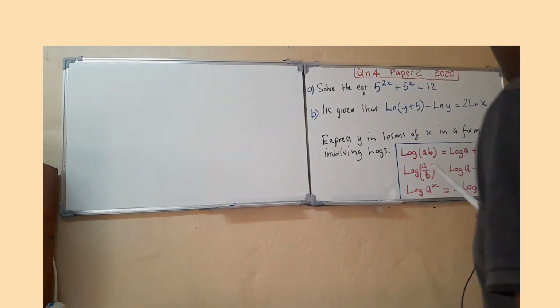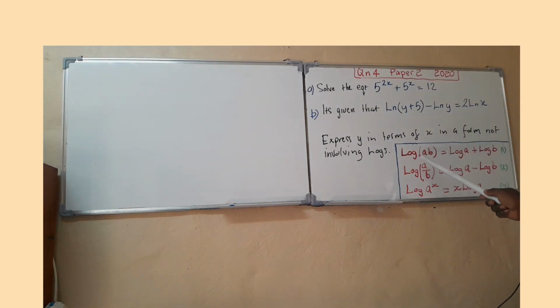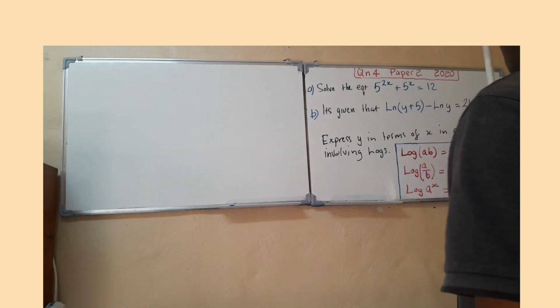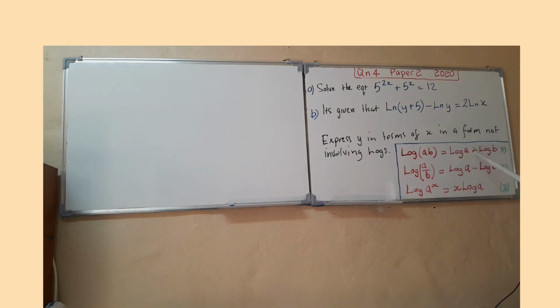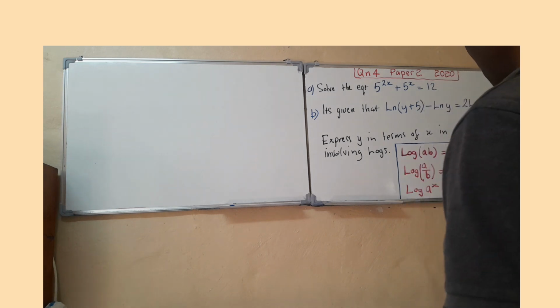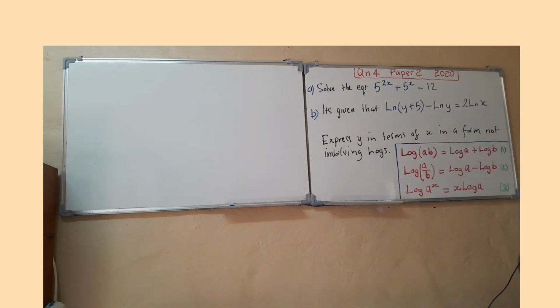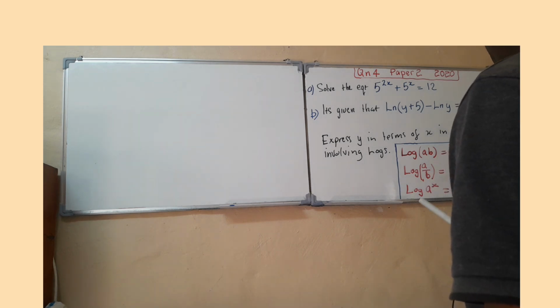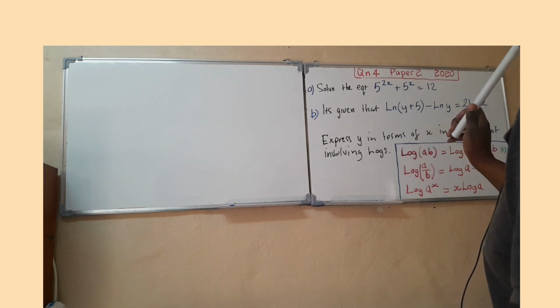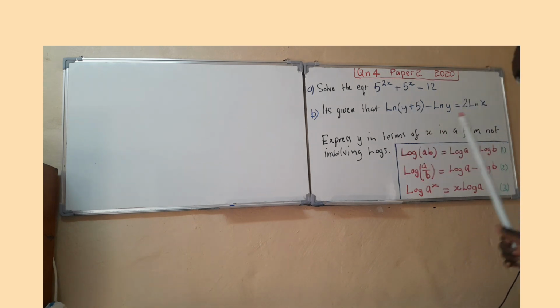Inside the blue box here, I've just quoted a couple of laws related to logarithms and indices. The first one says the logarithm of a multiplied by b is equal to logarithm of a plus logarithm of b. The second one says the logarithm of a divided by b is equal to logarithm of a minus logarithm of b. The third one says the logarithm of a raised to the power x is equal to x multiplied by logarithm of a. I believe these three laws are going to help us extricate ourselves from this terrible and unfortunate predicament that we find ourselves in.